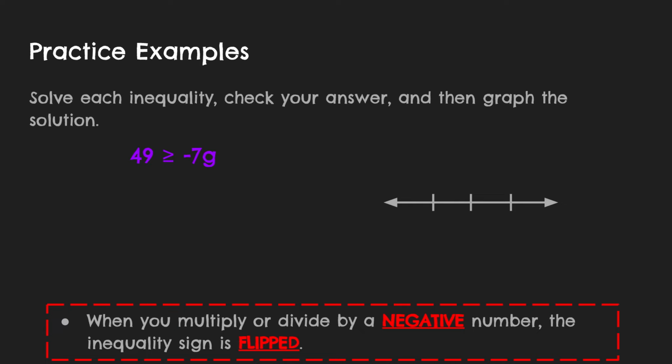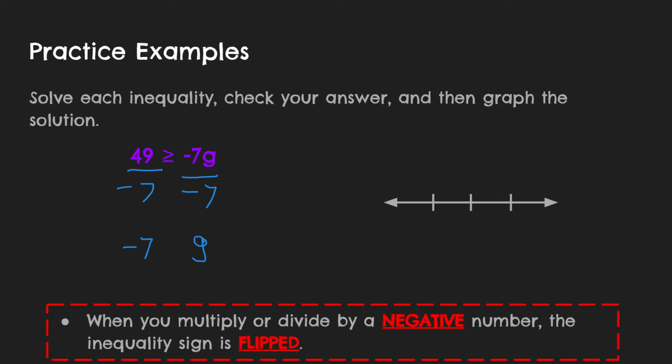All right. So this one, you notice I have a note at the bottom. When you multiply or divide by a negative number, the inequality sign is flipped. So let's see what that looks like. So we have 49 is greater than or equal to negative 7g, or negative 7 times g. So what I'm going to do is I'm going to divide by negative 7 on both sides, keeping it balanced. So negative 7 divided by negative 7 on the right-hand side is going to cancel each other out. So we get g left over. And 49 divided by negative 7 gives us a negative 7.